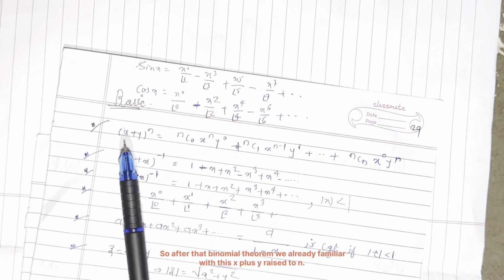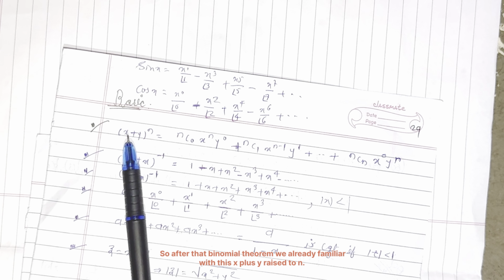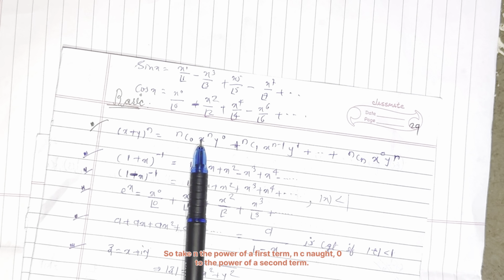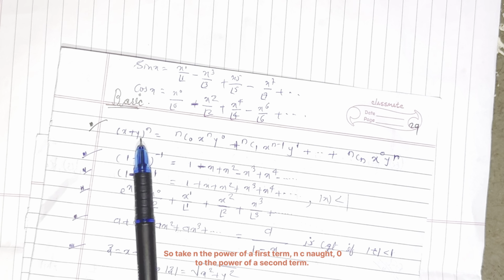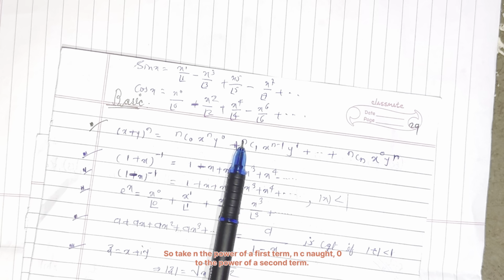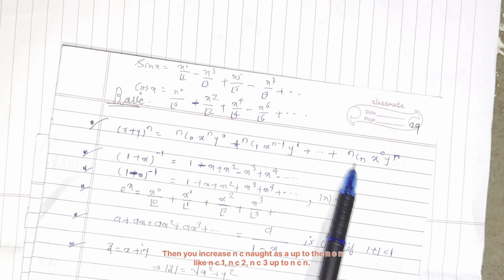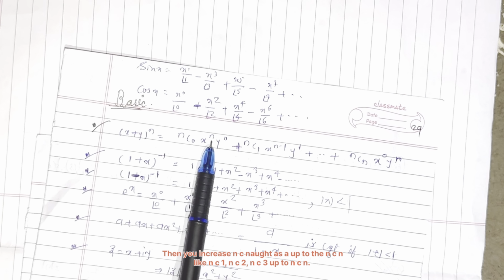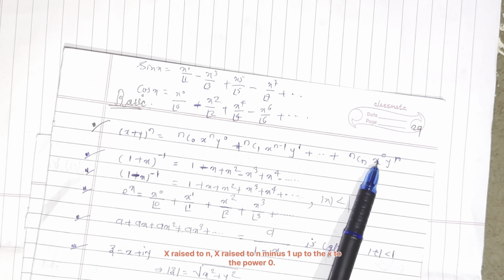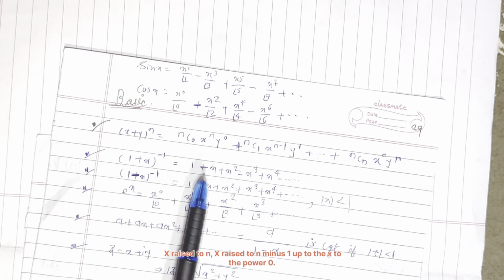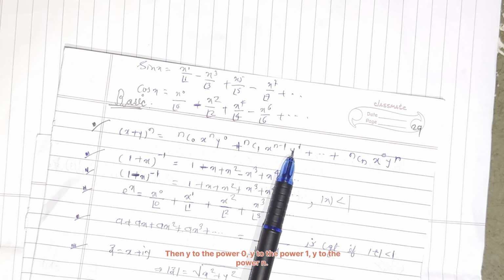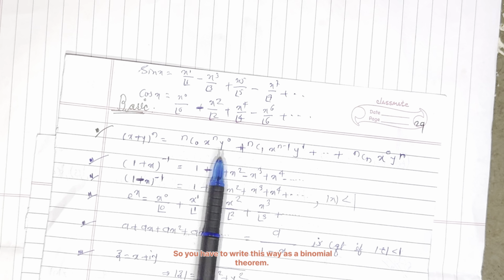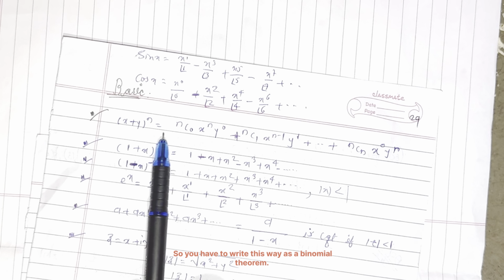After that, the binomial theorem, which we are already familiar with: x plus y raised to n. Take n as the power of the first term with nC0 and the 0th power of the second term, then increase through nC1, nC2, nC3 up to nCn, with x raised to n minus 1 down to x to the power 0, and y to the power 0, y to the power 1, up to y to the power n. You have to write the binomial theorem this way.